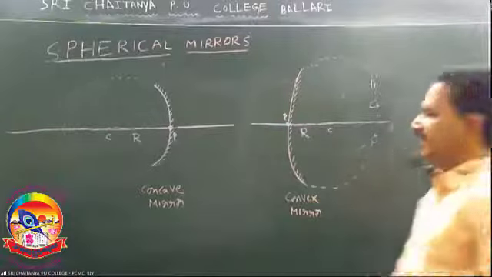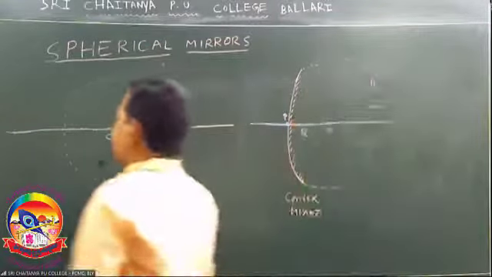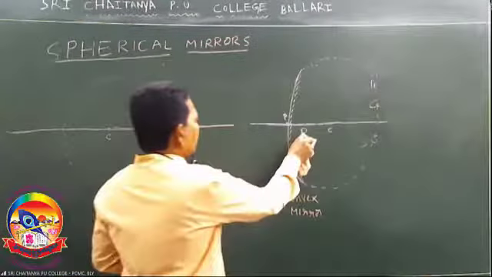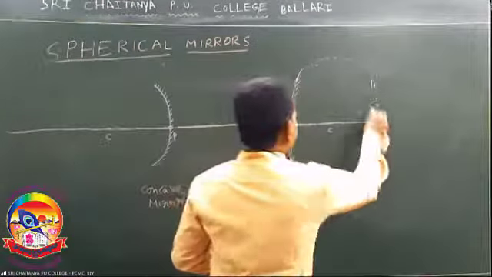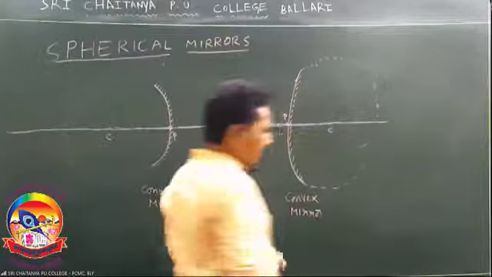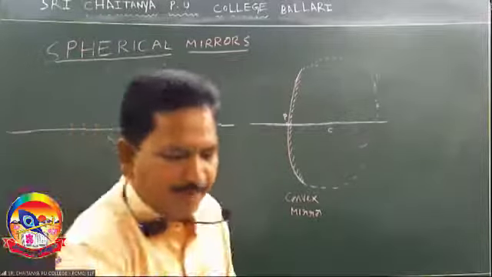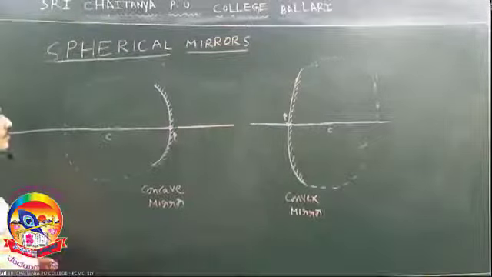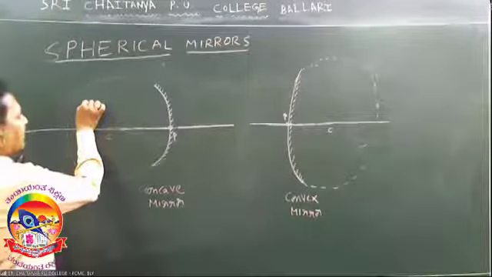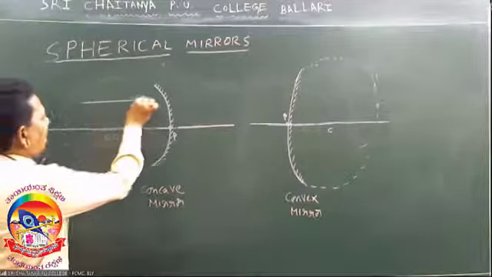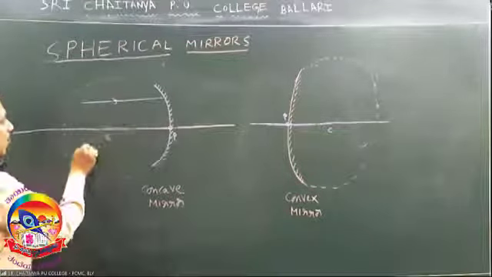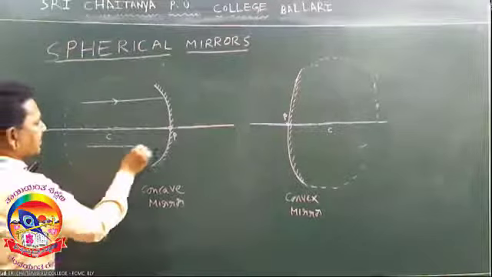Next one, consider the principal focus. How to define the principal focus? Principal focus means, first we will understand with the diagram. There is a light ray which is falling onto the concave mirror, parallel to the principal axis.